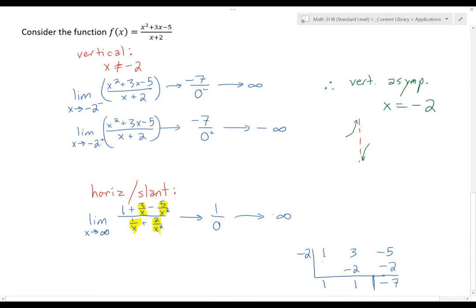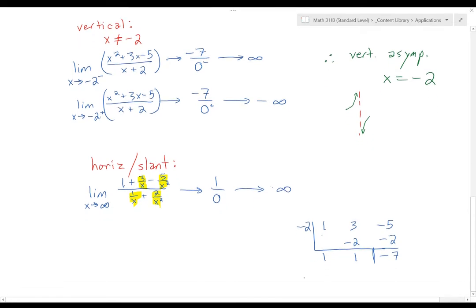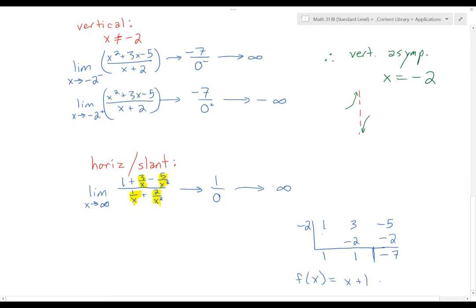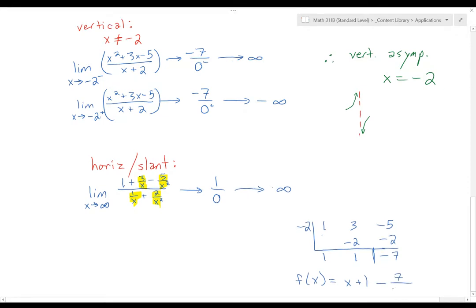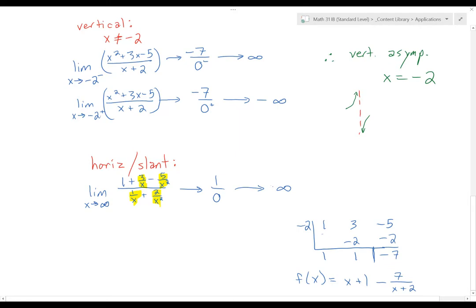So what I get here when I divide is that essentially f of x is equivalent to x plus 1 and then a remainder of 7, so minus 7 over x plus 2. That is an alternate form of f of x. It's equivalent to the original fraction. It's just been expressed as a quotient and a remainder.